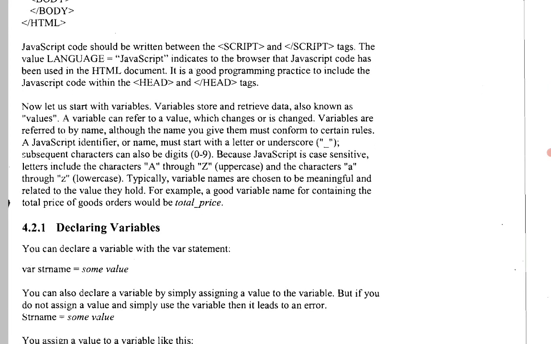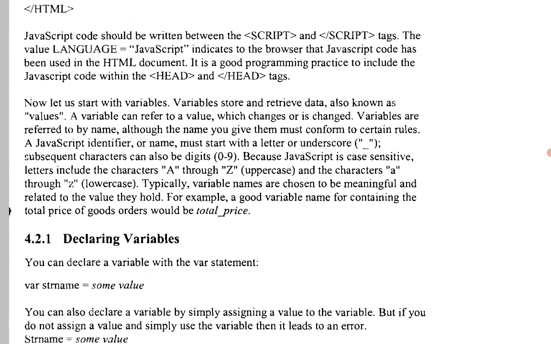Now let us start with variables. Variables store and retrieve data, also known as values. A variable can refer to a value which changes. Variables are referred to by name, and the names you give them must conform to certain rules. As we know, JavaScript variables have some rules and regulations for writing and using them. Every JavaScript variable should start with an alphabet or an underscore.